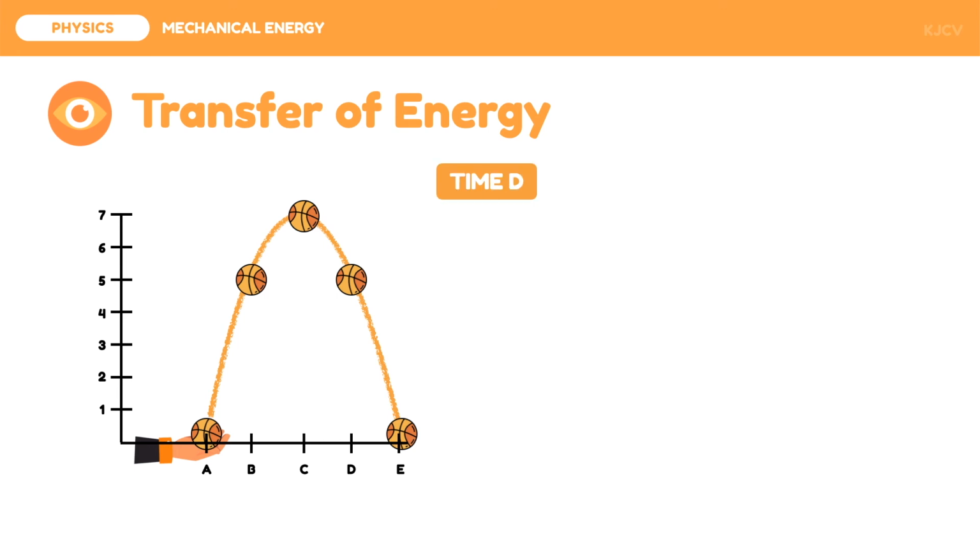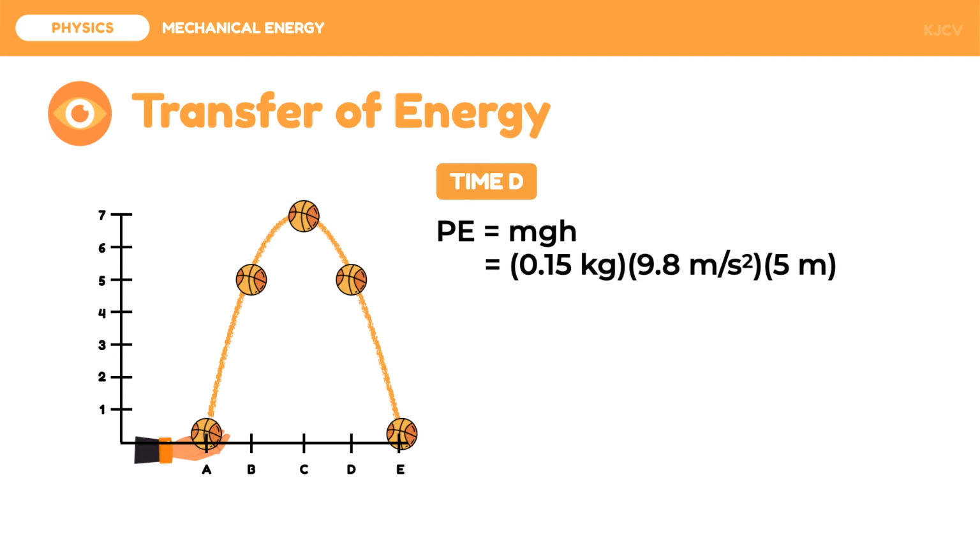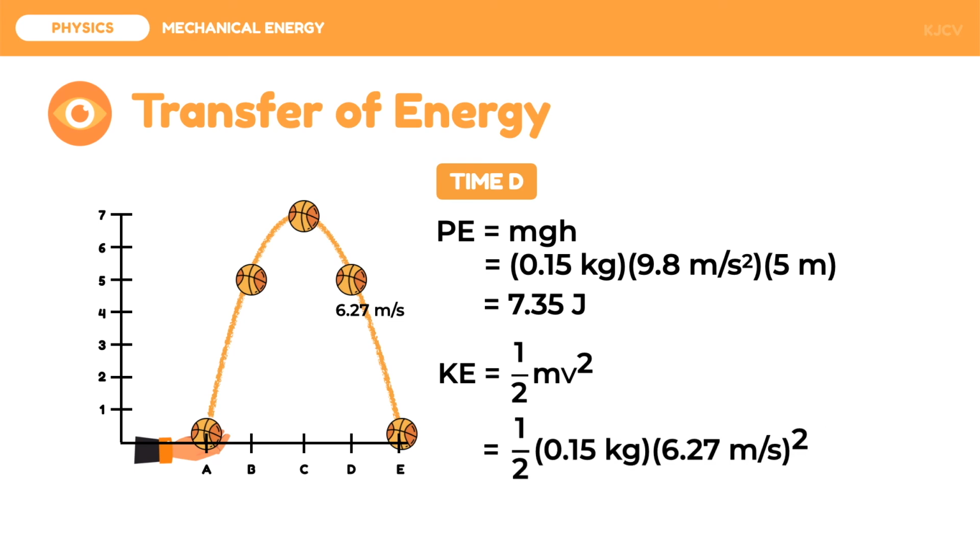At time D, since both energies are present, we can quantify both energies present on the ball. At time D or at height 5 meters, the potential energy of the ball is 7.35 joules. Suppose the ball has a velocity of 6.27 meters per second at this time. Its kinetic energy is described by this equation. Thus, at time D, the ball has a kinetic energy of 2.95 joules.